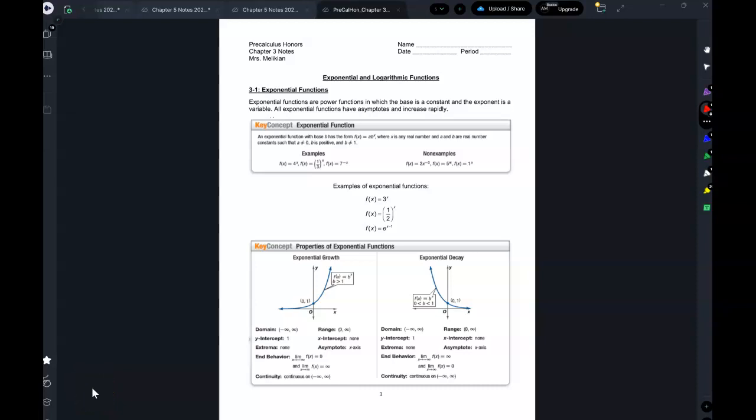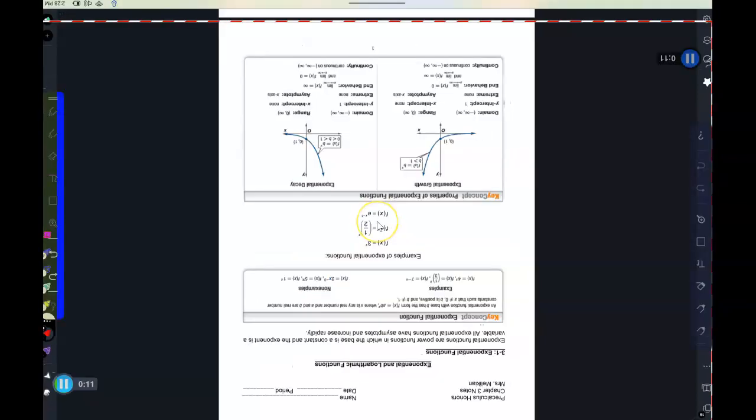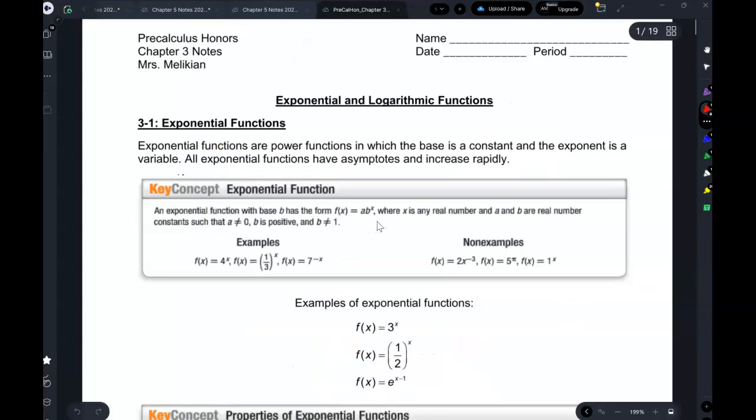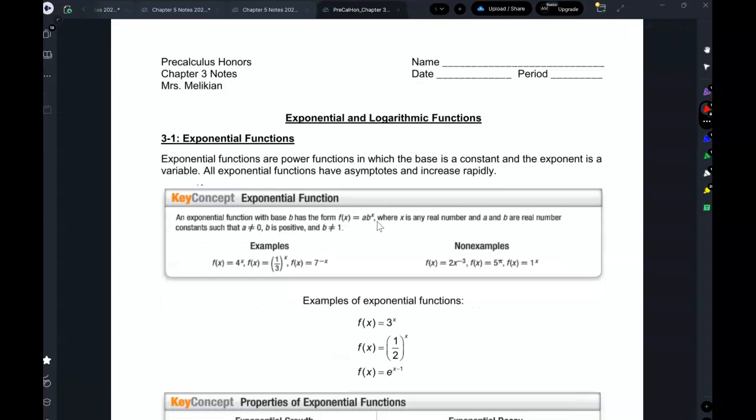Okay, so let's talk about exponential functions. Exponential functions are very, very fundamental to math because so many things in real life are modeled by exponential functions, right? So exponential functions are power functions where the base is a constant and the exponent is a variable, right?